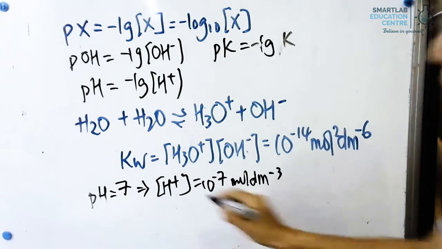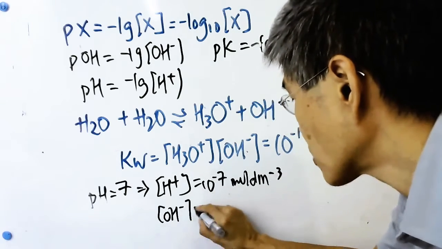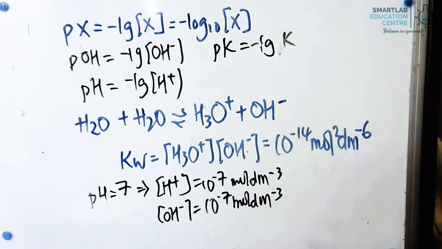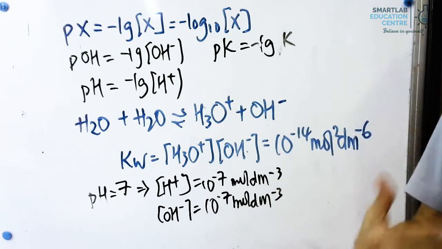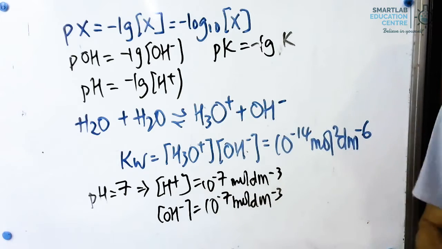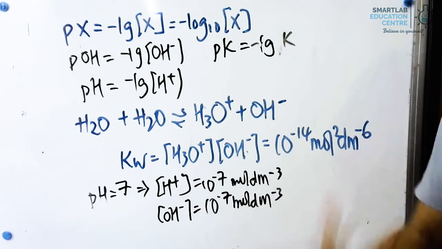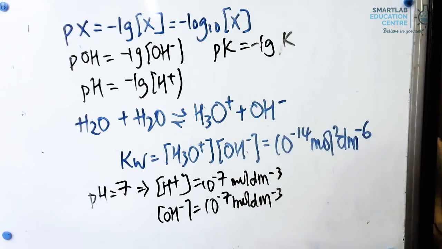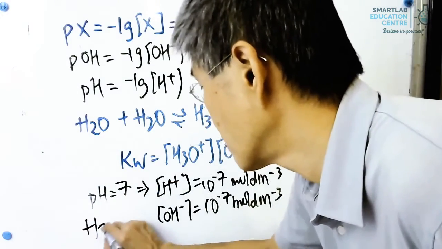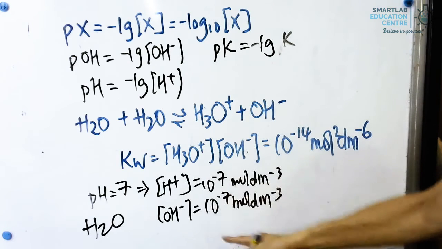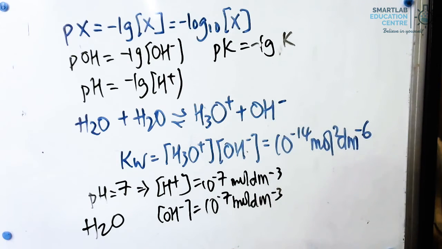Using the formula on top, you would also realize the concentration of OH minus is also 10 to the power minus 7 mole per dm cube. And one of the important principles to understand is that when we say a certain solution is neutral, it means the concentration of H plus and OH minus are equal, as exemplified in the calculation we have done for the case of water. So when these two concentrations are equal, they are neutral.